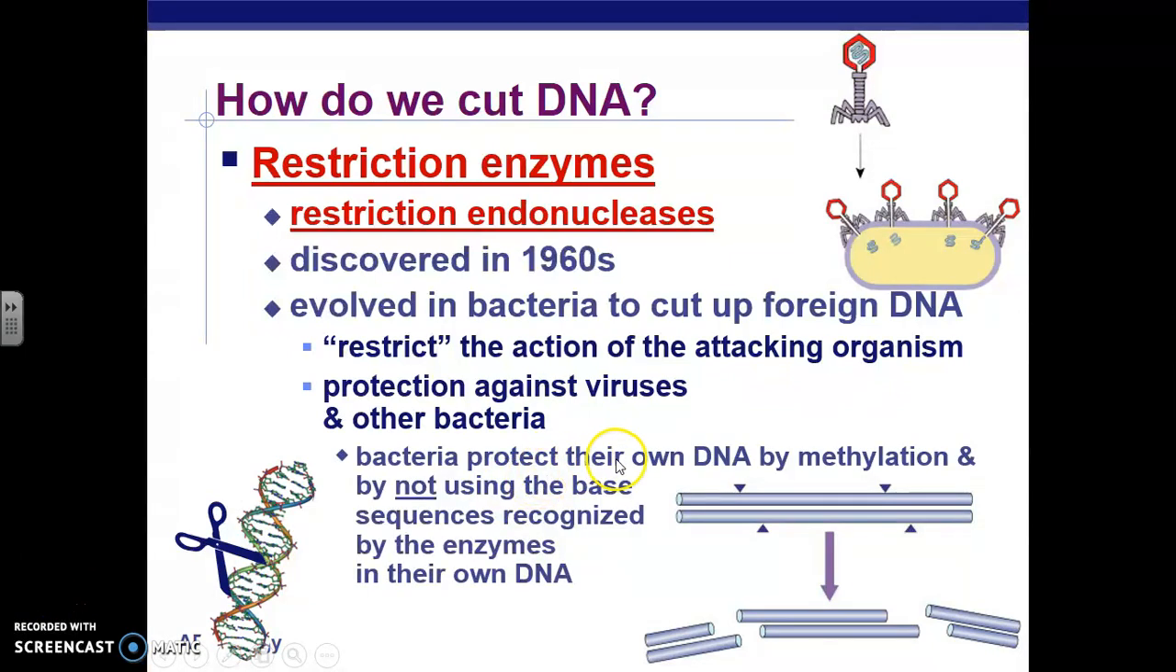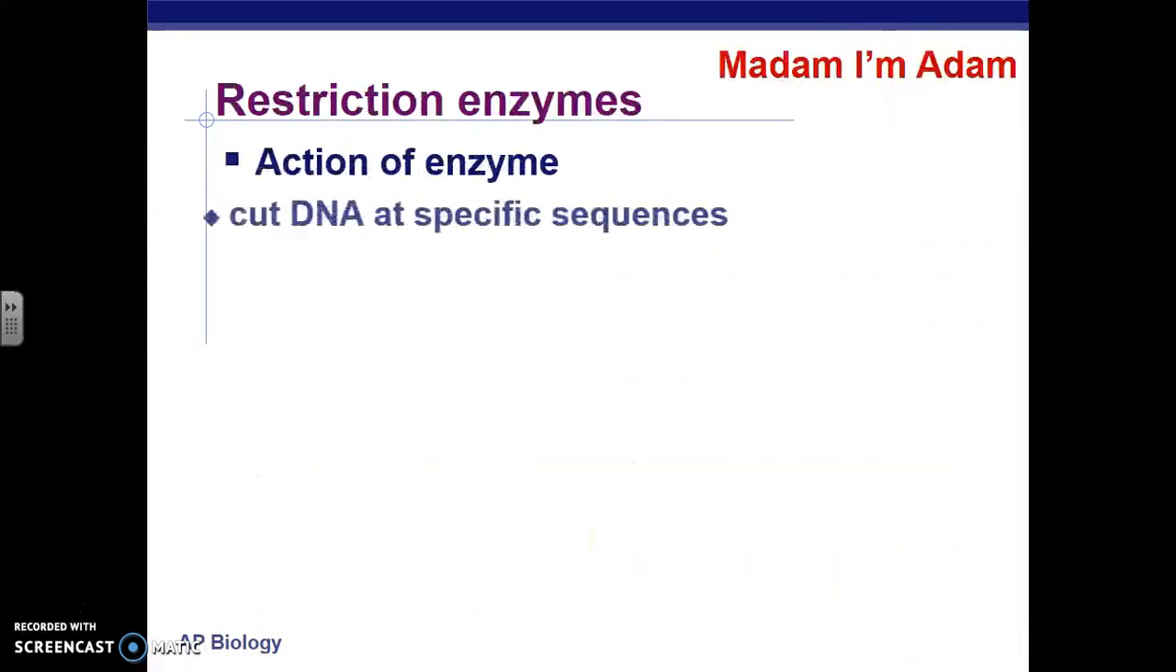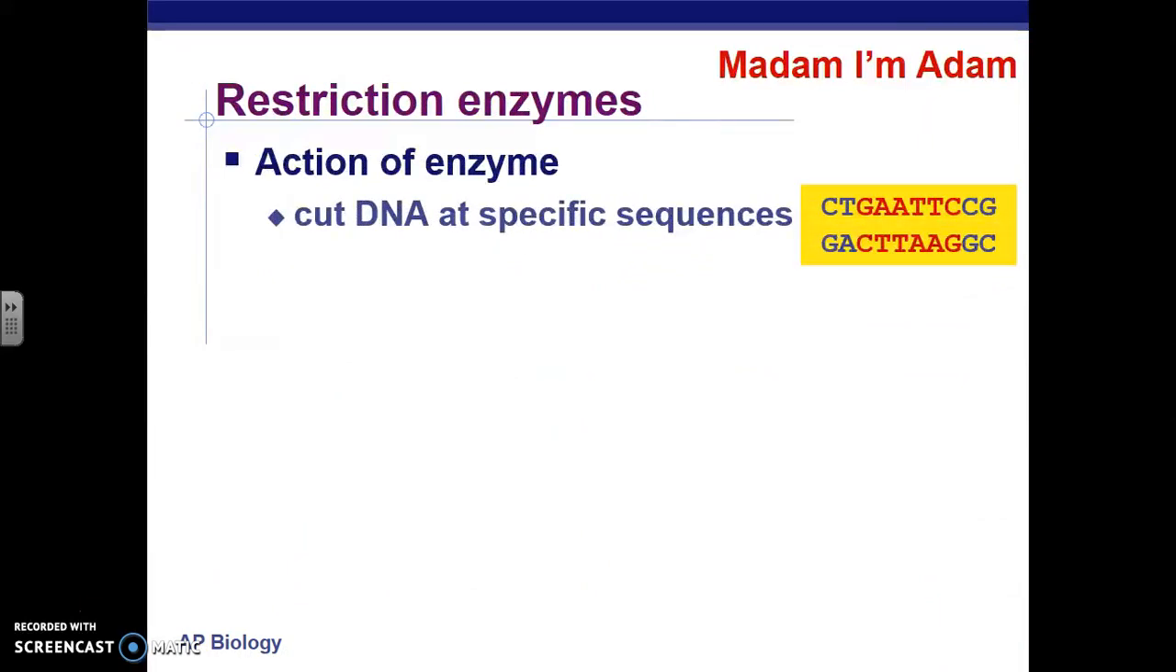And not that this is that important, but scientists wondered, well, how come the restriction endonucleases don't cut up their own DNA? Well, it was found that bacteria have the ability to methylate their DNA, which protects them from the restriction enzymes, and they also just don't have the base sequences that we're going to see in a second that are recognized by these restriction enzymes. Those sequences are not in their DNA. Okay, so basically, what do restriction enzymes do? Restriction enzymes cut when they see specific sequences, not just any sequence, specific sequences.